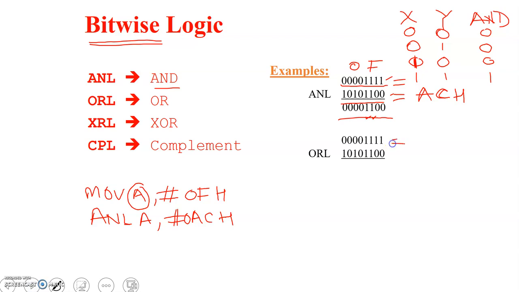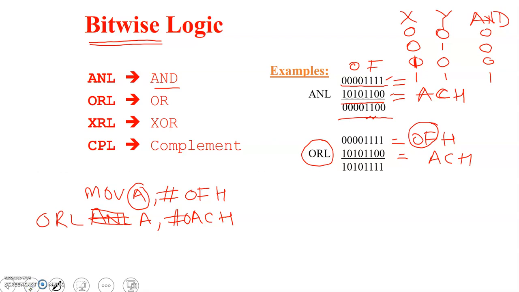Again, I'm taking the same example. This is 0FH, and this is your ACH, and I'm loading this to the accumulator, and then I'm using this OR operation in place of AND. I will use ORL here. Okay, so what will I get as an answer? So if I draw the truth table for OR, it will be X, Y, and I'm writing OR here. So for 0, 0, output is 0. For 0, 1, output is 1. For 1, 0, output is again 1. And for 1, 1, output is 1. So you could easily see here.